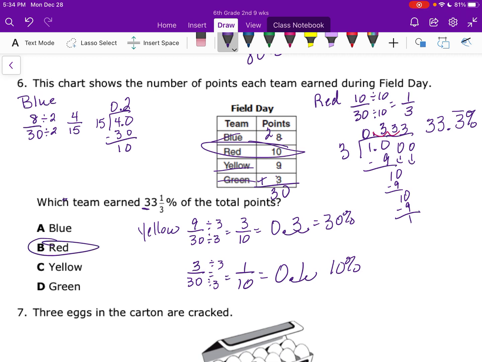Okay, so what was different about this one was that not only did we have to find the total, but then we had to figure out the percent for each color. Okay, so that's what was different about this one.